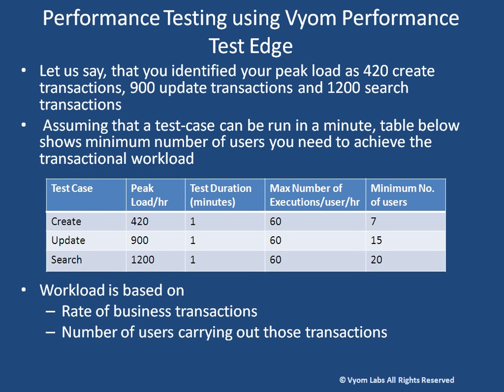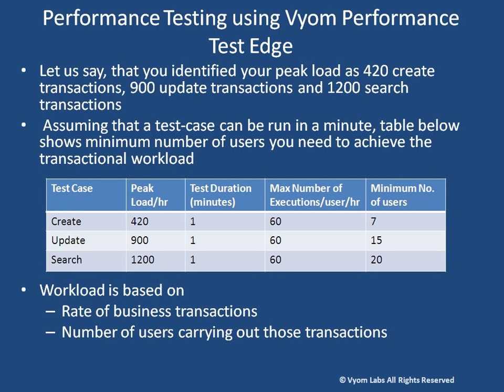Consider that for a particular Remedy instance, the identified peak load is 420 create transactions, 900 update transactions, and 1200 search transactions per hour for incidents. Transaction in this context means the complete operation for creating an incident, modifying an incident, and searching for it. We are assuming here that one transaction, when carried out through the test script, takes at least 1 minute.